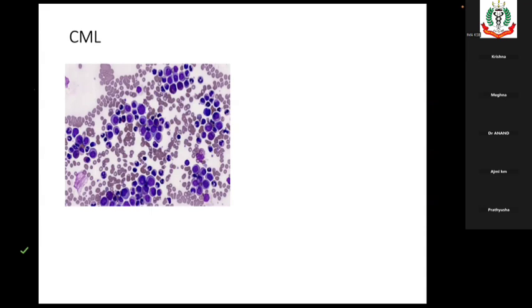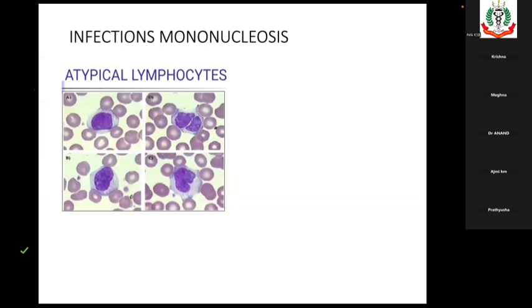You need not explain much. But the picture you have to label, especially the basophils you have to label, the myelocytes and metamyelocytes you have to label, and the platelets also you have to label. So that is chronic myeloid leukemia, the two important areas of WBC disorders. Another question always asked is infectious, sorry for the spelling mistake, it is infectious mononucleosis.